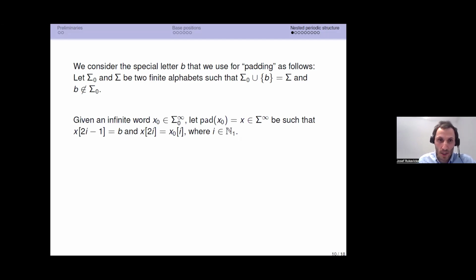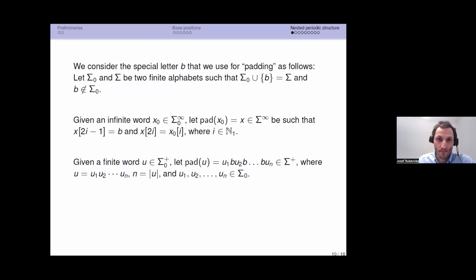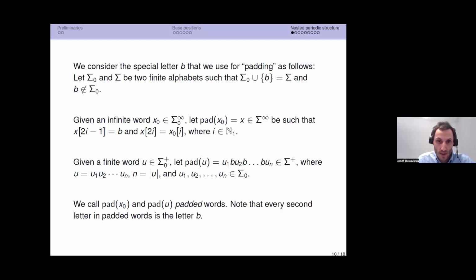Here is just an explanation for the padding. It says that every second letter is the B. In this definition, these are the odd positions. On the even positions, there are the original letters from the word X. This is still the definition of the padding. As I said, every second letter is the letter B.